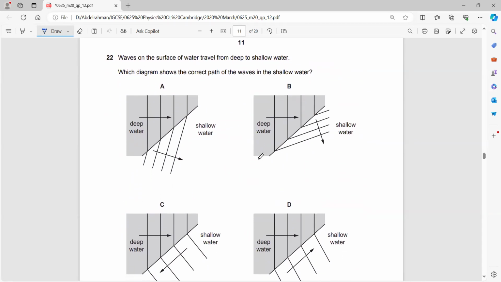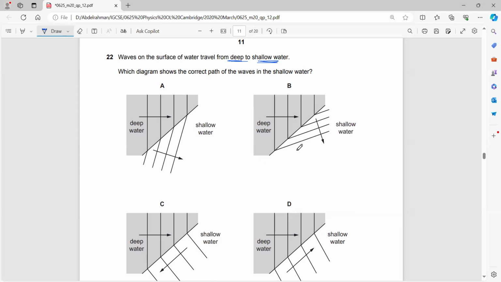Okay. You have water. Waves on the surface of the water travel from the deep to the shallow water. Which diagram shows the correct path as they move from the deep to the shallow water?